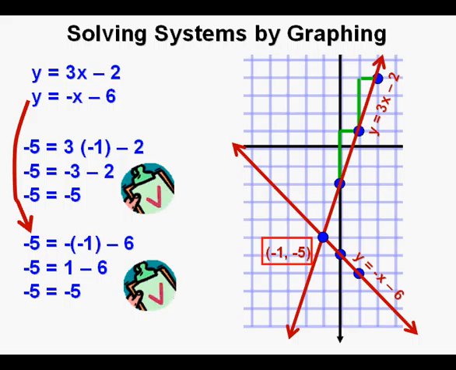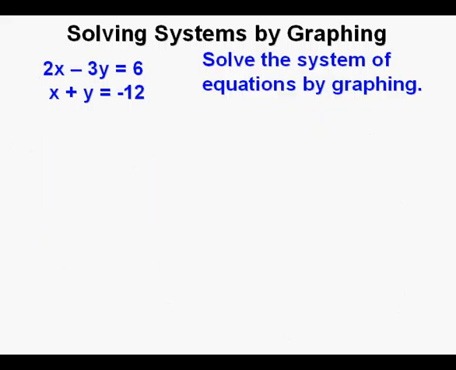Here's another system problem. We have 2x minus 3y equals 6 and x plus y equals -12. For this problem, I again invite you to pause the video and work it out, then restart it, see if you got it right.